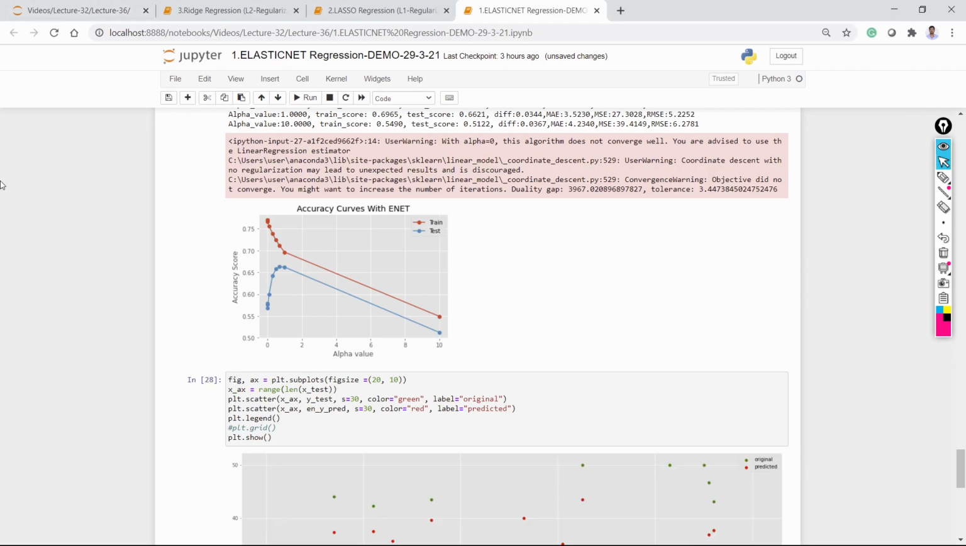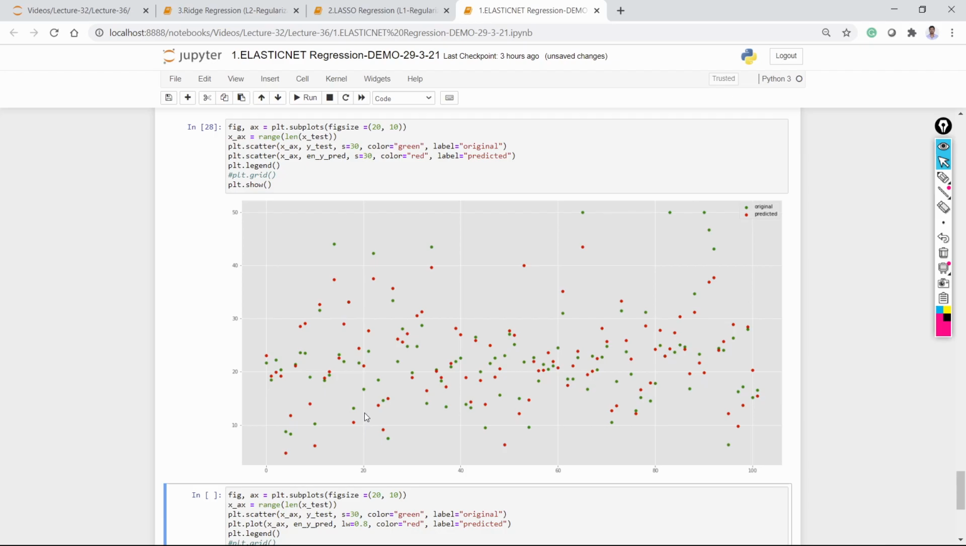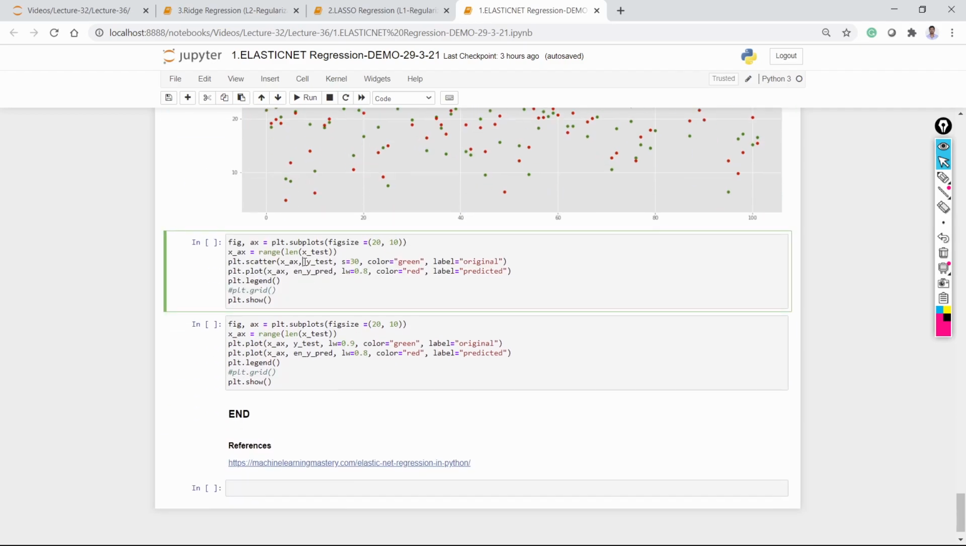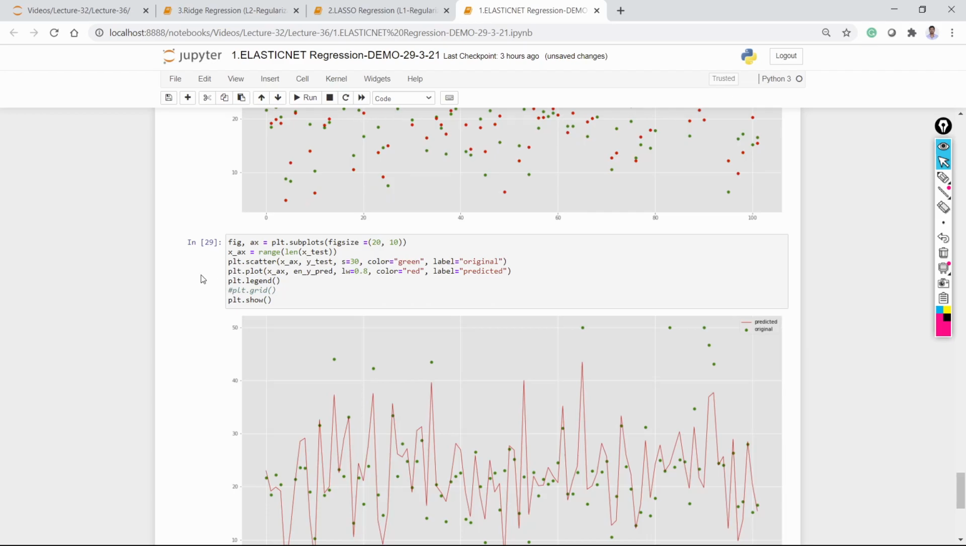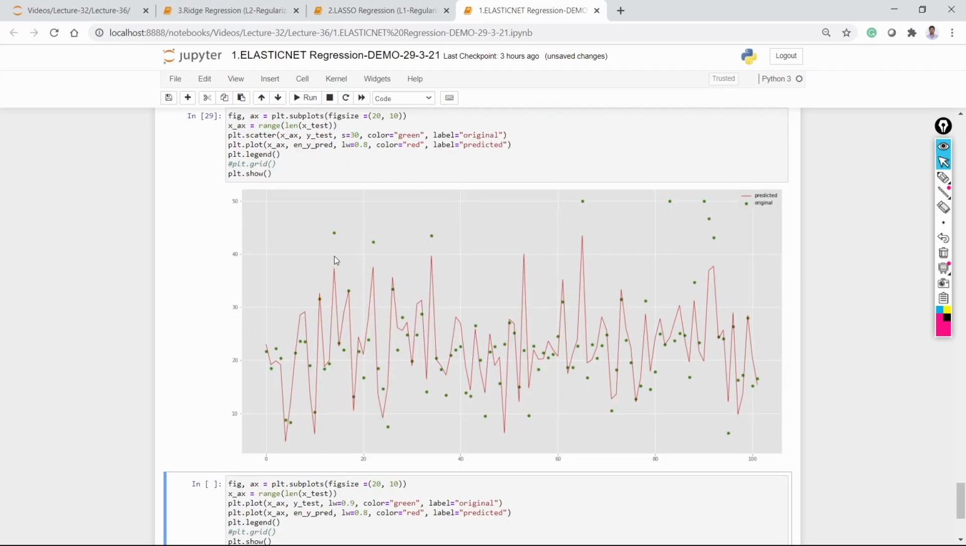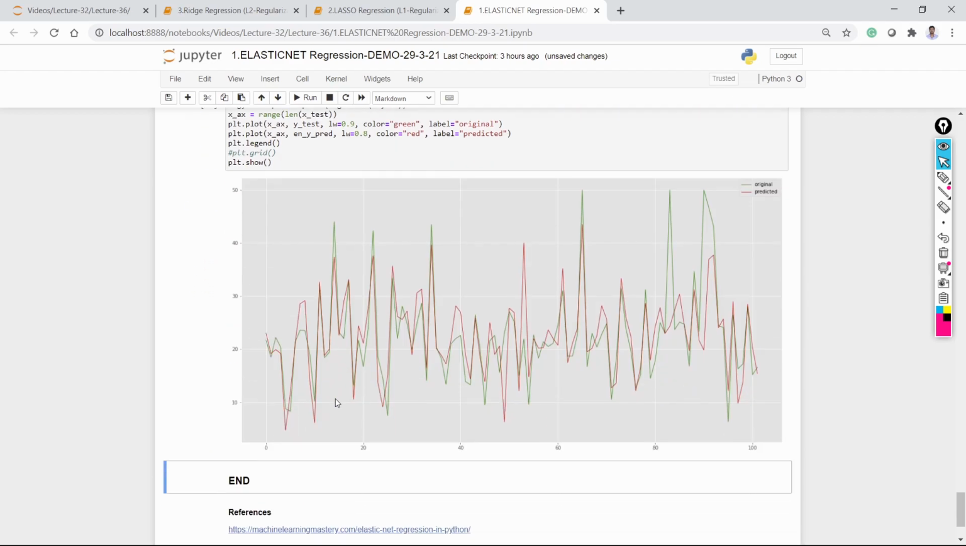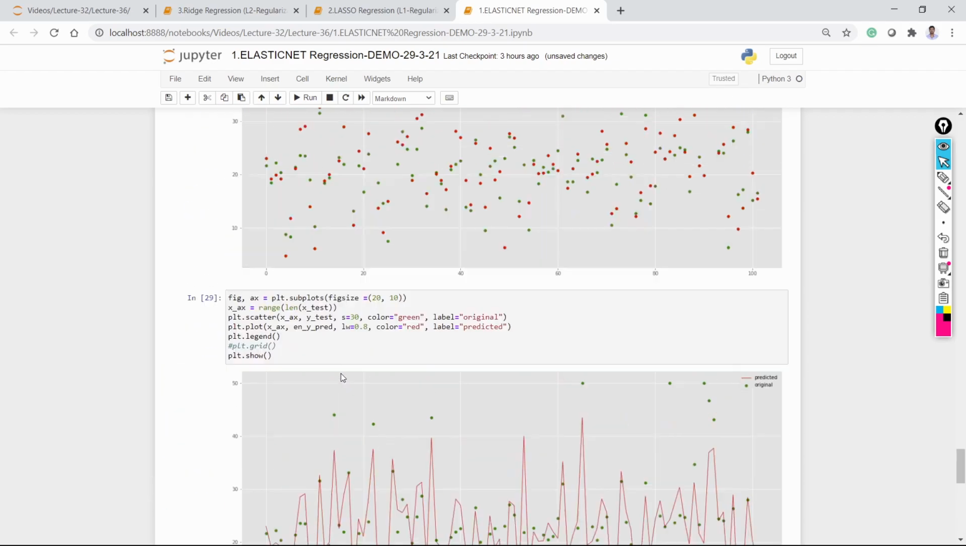So if you want to see in this graph, the green color is nothing but the original values. Which means our test values will be scattered, and our predicted values are the red color. So the original values in green are scattered, but the predicted values are plotted. If you want both plotted, you can observe here. So both original and predicted values will be plotted.